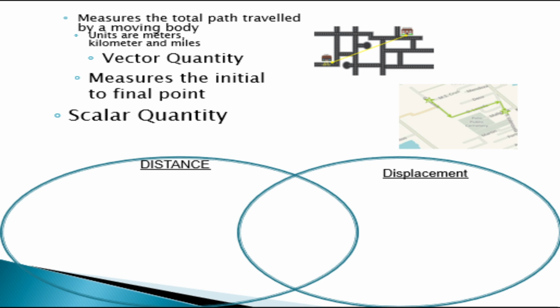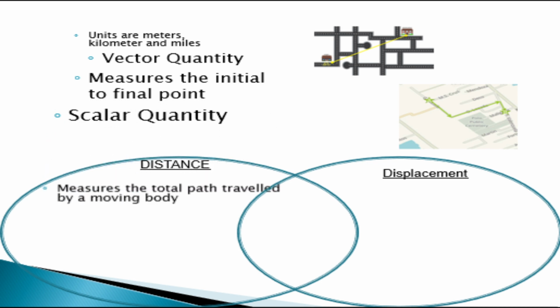Measures the total path traveled by a moving body. So for this statement, this belongs to distance. Second one, units are meters, kilometers, and miles. This belongs to both. Both distance and displacement have the units of meters, kilometer, and mile. But the only difference is one has direction and the other one only has a magnitude.